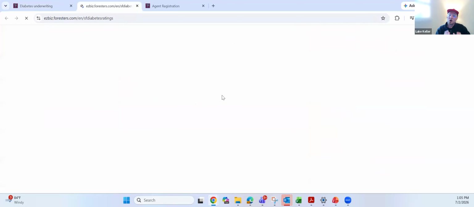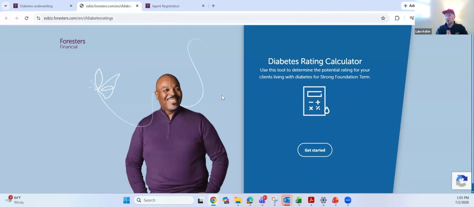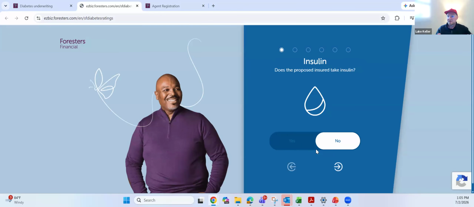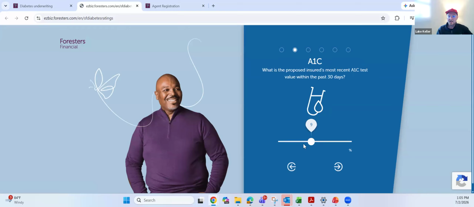So again, this is for the Strong Foundation product only, right? But if you are looking at a term product for someone with diabetes, this is what you want to pull up next: our calculator. Simplified, easy to use, basic information. Let's say that they do use insulin. What was their last A1C? Let's say it was an 8.1.